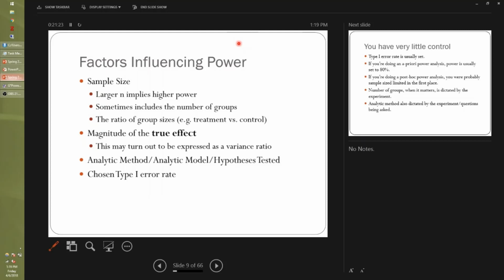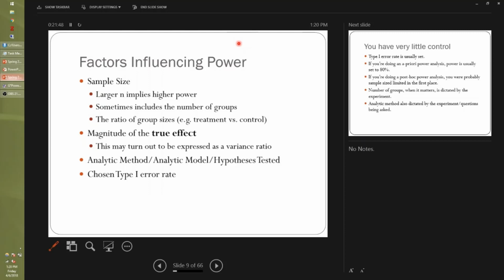Your analytic model, your method, the hypotheses tested, sort of what you use to analyze your data, has an impact on your power, and also on how you approach power analysis. And also your chosen type 1 error rate is important. The higher your chance of making a type 1 error, the more power you have.